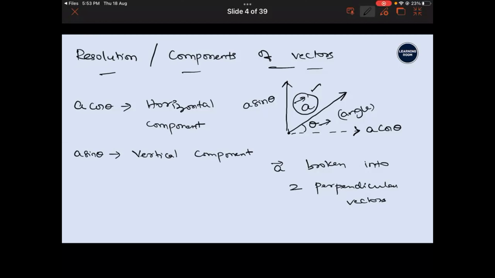Is that clear? So make a note of these two, and these two components are also called rectangular components. You call them rectangular components because you break the vector into two perpendicular sides, which represent the sides of a rectangle.